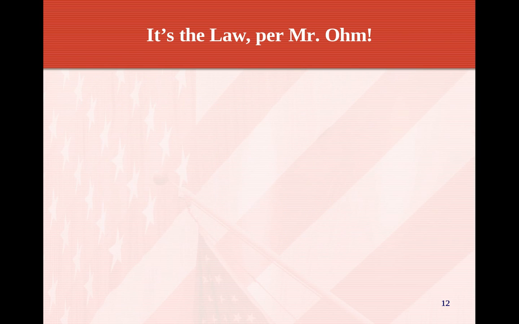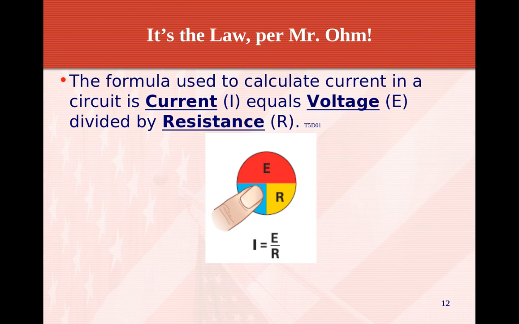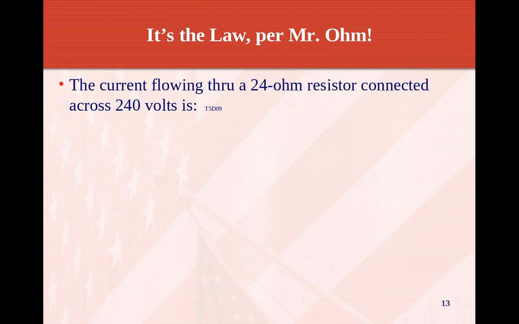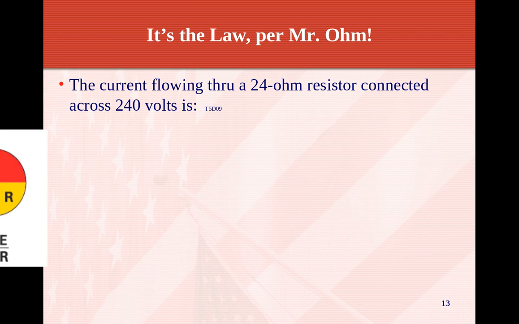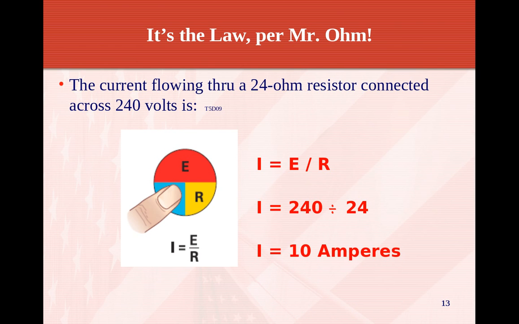The formula used to calculate current equals voltage divided by resistance. So we want to find out current. It's E over R. Okay, current flowing through a 24 ohm resistor connected to 240 volts. So I is equal to E over R. I is equal to 240 volts divided by 24 ohms, which gives us 10 amps.